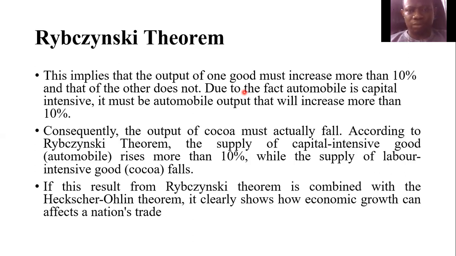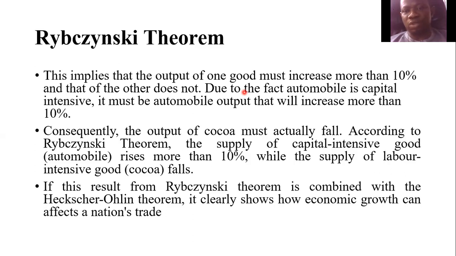We don't know the extent. The theory does not predict the extent to which the output of the other will come down, but we are very sure that it's going to come down. If the result from the Rybczynski theorem is combined with the exchange theorem, it clearly shows that economic growth can affect a nation's trade. The fundamental point we are driving at is that if the country does not manage its growth appropriately, as a result of an increase in factor endowment, it can actually skew its international trade activities. That's what we're driving at.